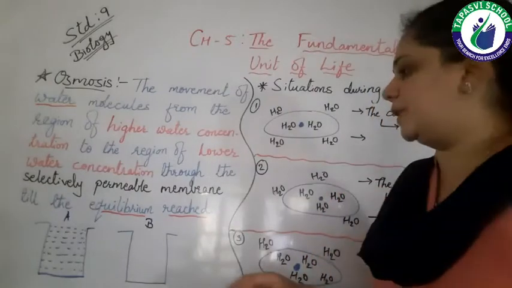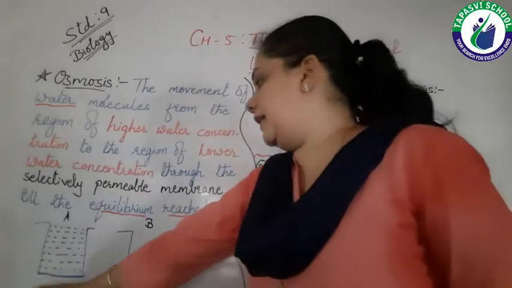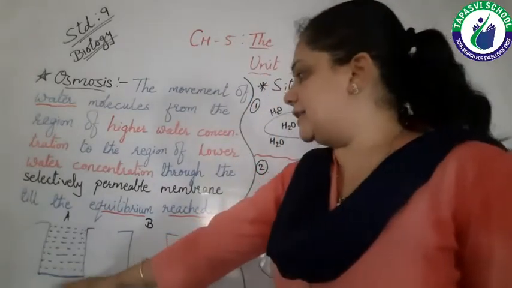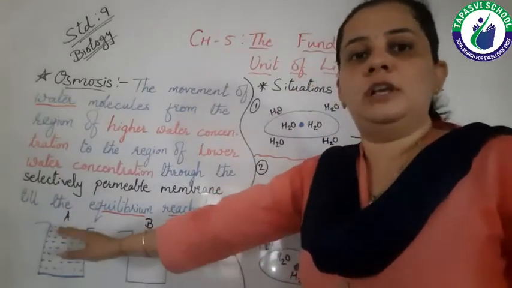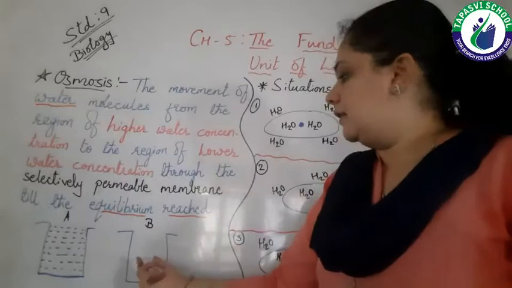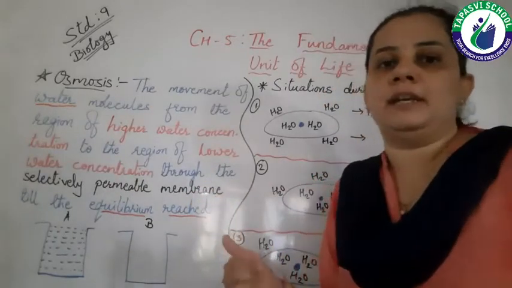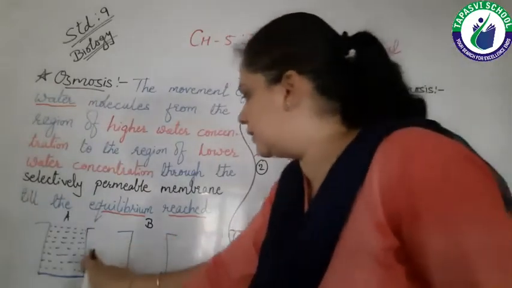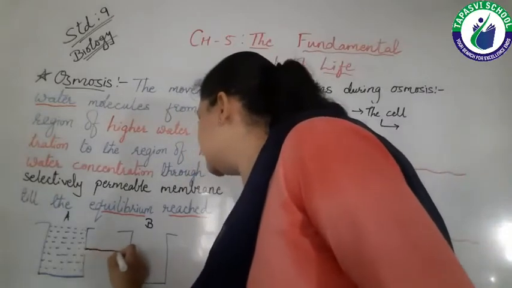Say for example, I have two containers, container A and container B. Now container A is filled with water, full. It is fully filled, right? And container B is totally empty. Now what I am doing, I am placing a pipe between these two containers.